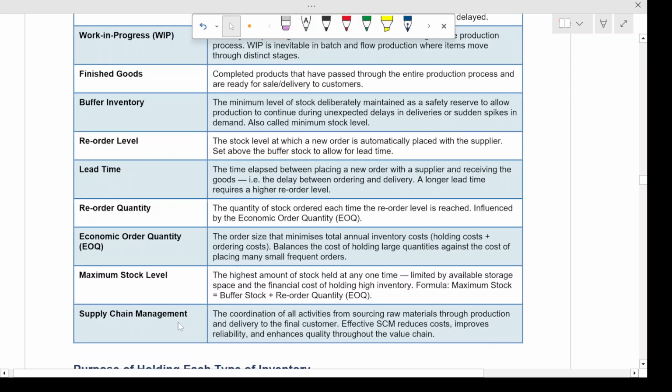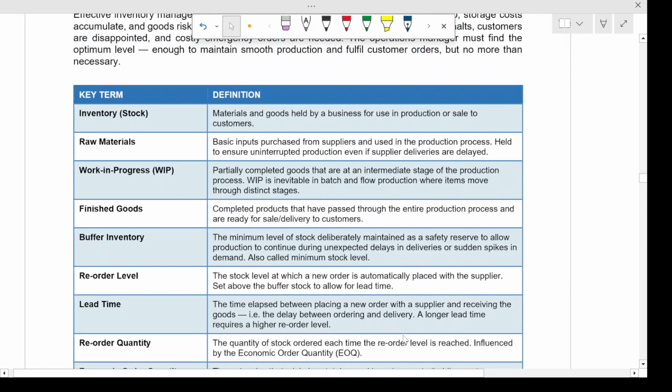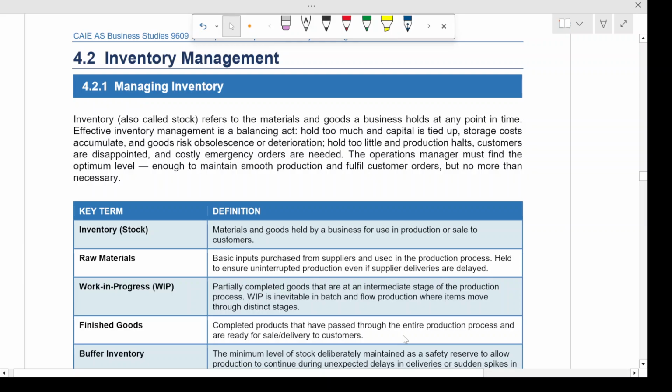And then lastly, supply chain management, the coordination of all activities from sourcing raw materials through production and delivery to the final customer. Effective supply chain management, or SCM, reduces costs, improves reliability, and enhances quality throughout the value chain. I hope you understand inventory management well enough by now, and I hope this was easy for you to understand. Now we'll move on to the next thing.